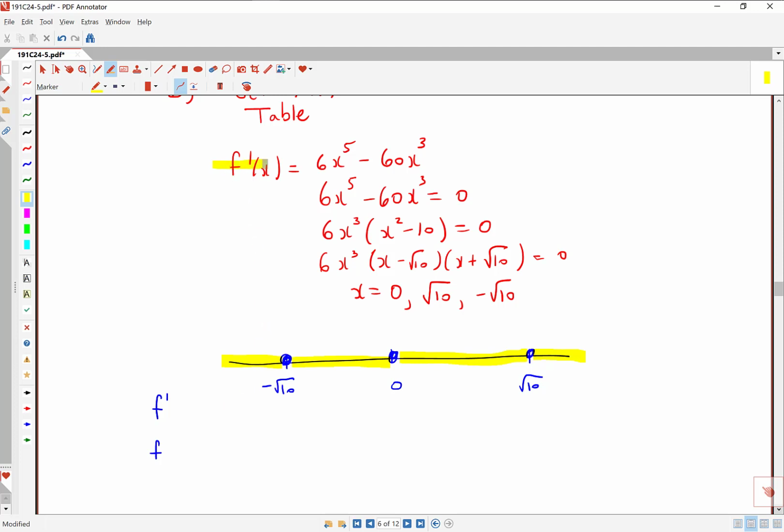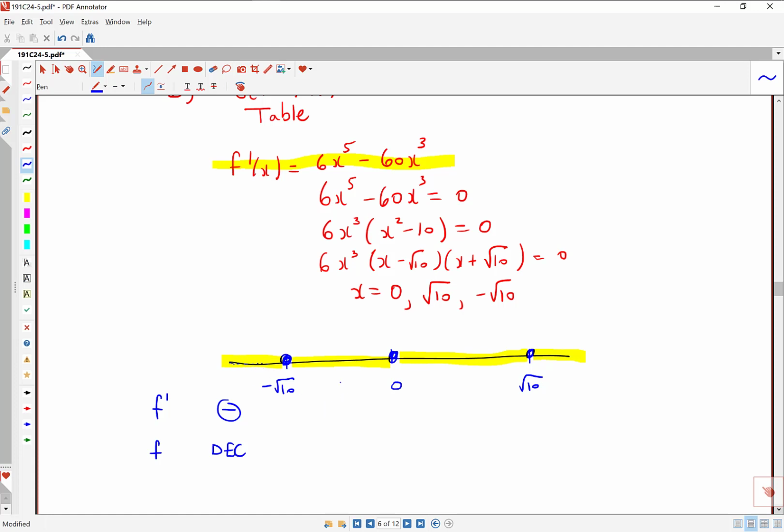So let's highlight our f prime of x and let's figure this out. Take any number that's less than negative root 10. So you could choose something like negative 4 or negative 5, which would be a good choice here. Plug that into f prime and just figure out what the sign looks like. It will come out to a negative number. No matter what number you choose in this interval, you're going to get a negative number, and that tells us that our function is decreasing over that section of the x-axis.